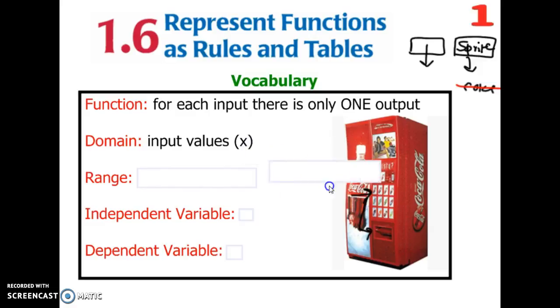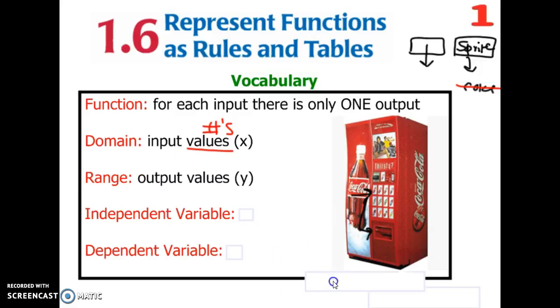So our domain is really what we would put in to our function, our equation, our pop machine, whatever we're talking about. And those are going to be our x values. So x values are going to be our input numbers. Then our range is going to be whatever we get out. So if we're talking about an equation, whatever we plug in is going to be our domain. Whatever we get out is going to be those numbers, which we call our range or our y values.